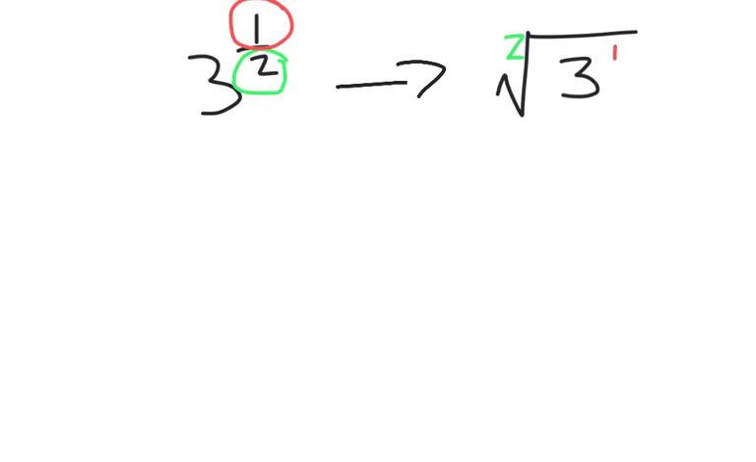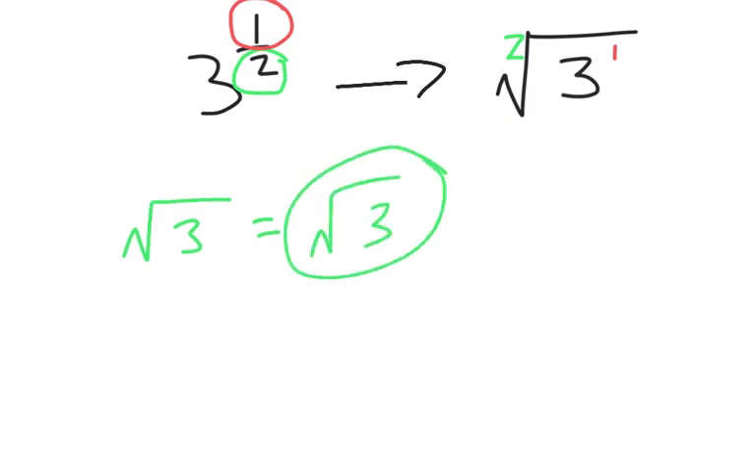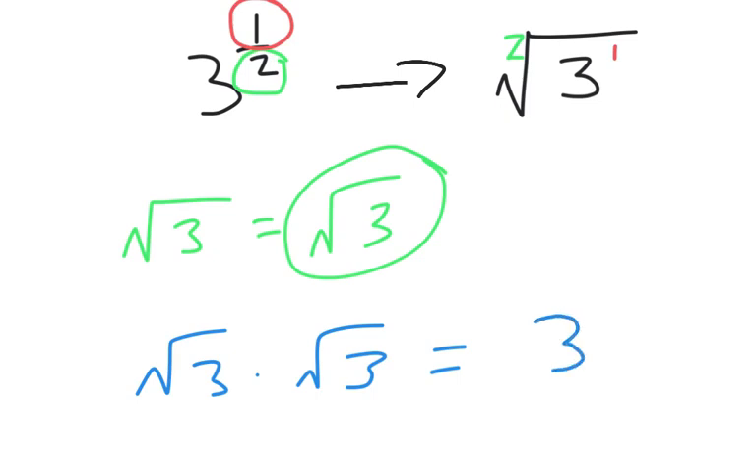So what number times itself is 3? 1.732, which we just leave as radical 3. Because radical 3 times radical 3 is 3. Oh, that makes sense.